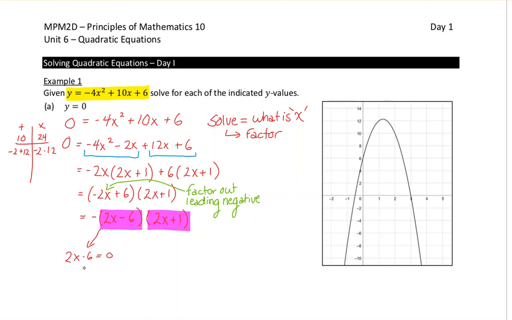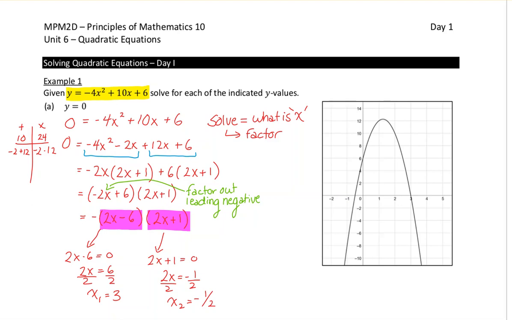So 2x minus 6 equals 0. If we isolate and we solve for x, we're going to get, and the same thing here, isolate our x value and solve. So our first value of x is equal to 3, and our second value of x is equal to negative 1/2.